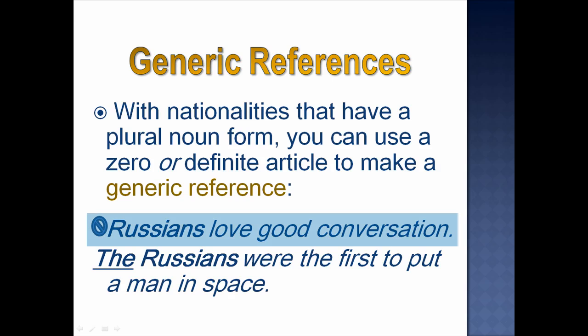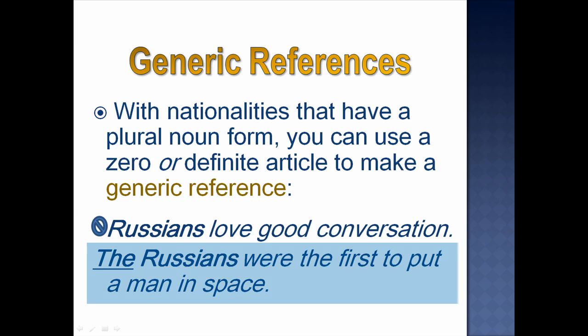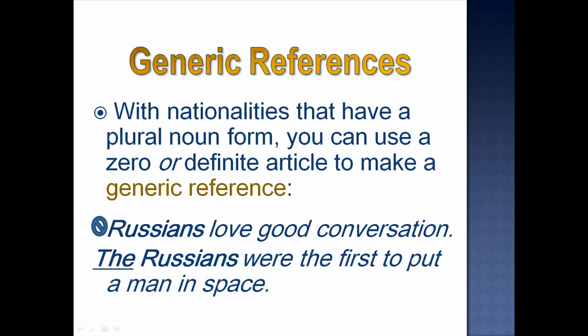In the first sentence, I'm talking about a characteristic that the whole group shares. In general, all people of this nationality love good conversation. In the second sentence, I'm referring to the whole population. I'm talking about what all the people of this country achieve together. I feel that pattern with the definite article plus the plural noun is very common, especially in the context of history, such as the first to put a man in space.